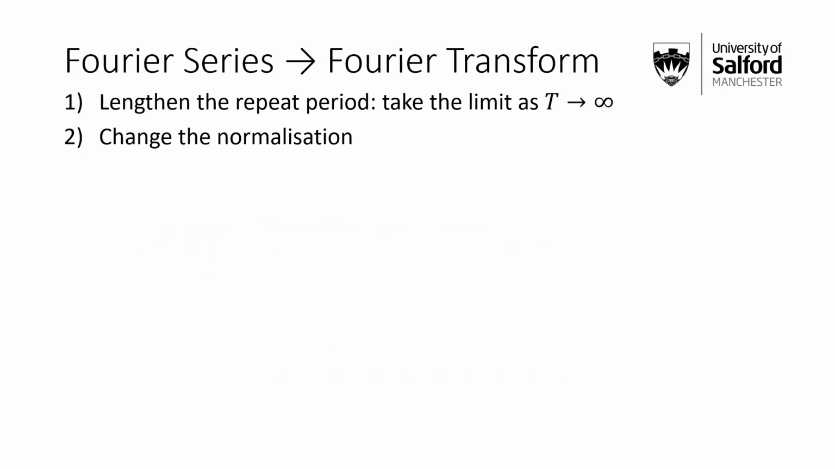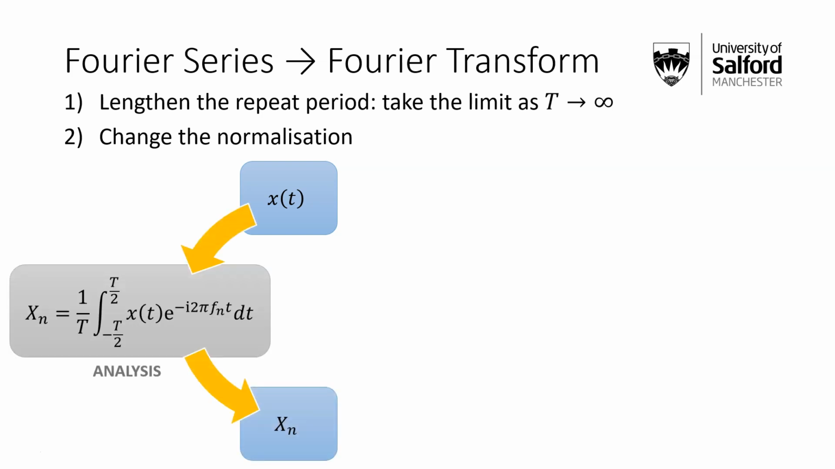The second thing is that we're going to change the normalization of all of this. And I'll just try and explain this and how it's all going to work. So we start with our signal x(t) in the time domain. And if we're doing Fourier series, we do this first integral here, which I tend to call the analysis integral, the forward transform. It works out what component of different Fourier harmonic frequencies are in there, so we get these amplitudes Xn out of there.